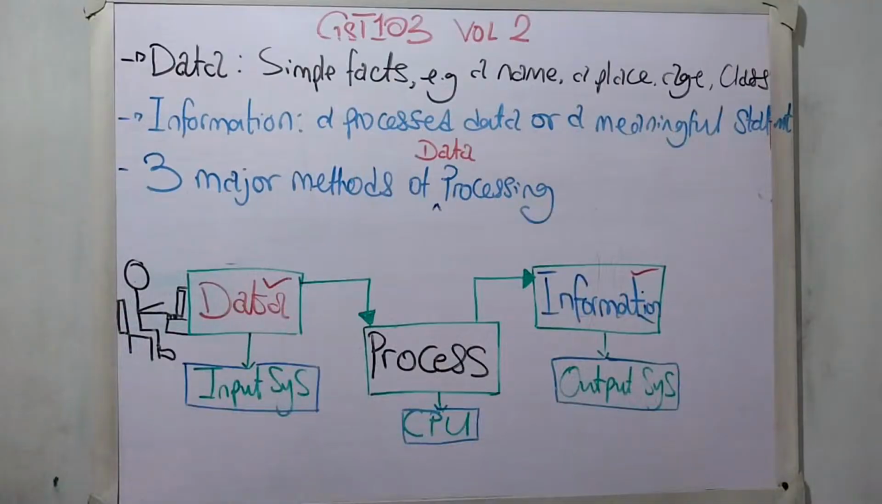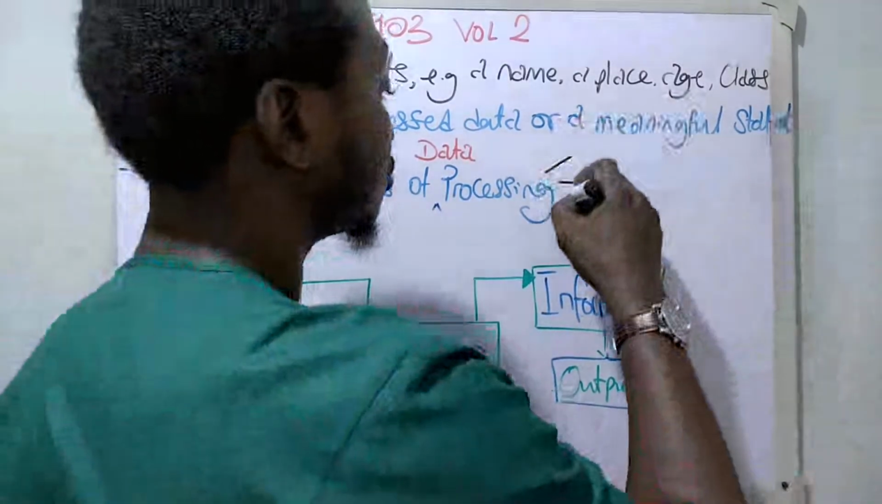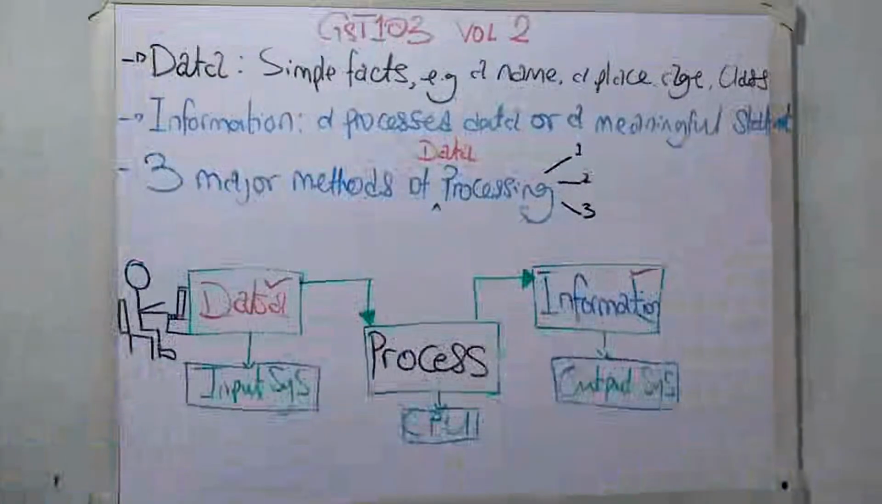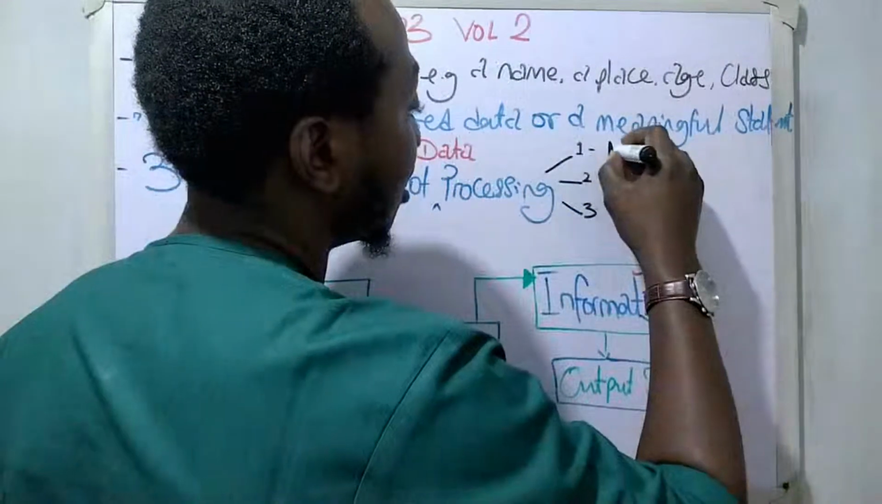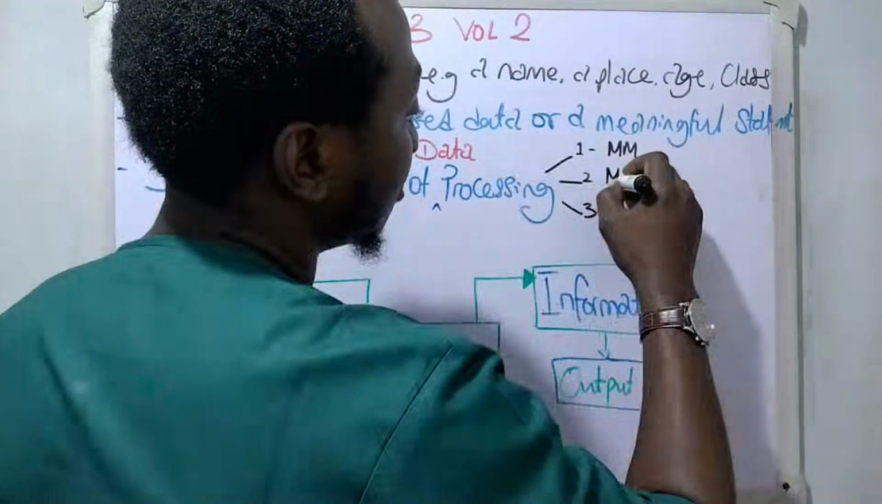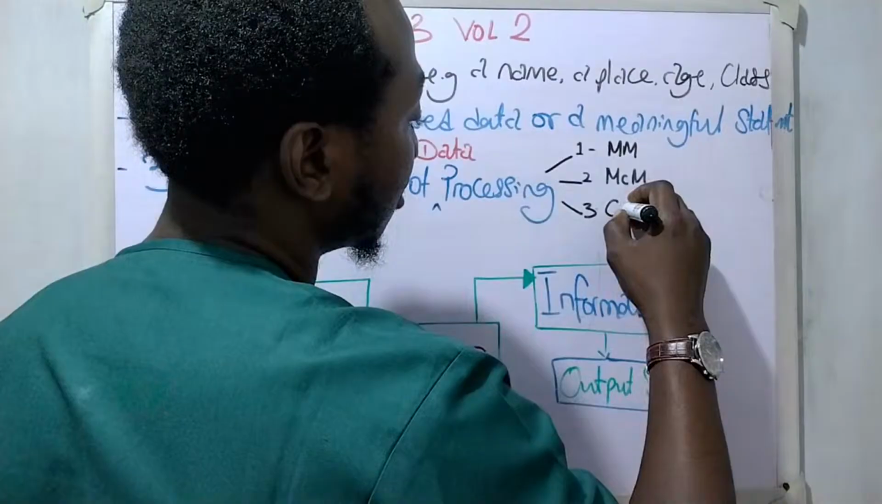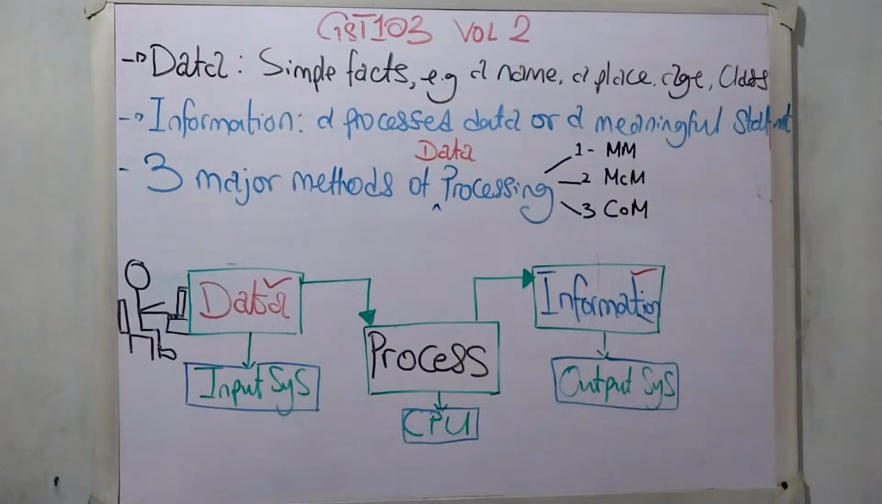Of data processing. So basically we have three. For the first one, it is the manual method, the mechanical method, and the computer method. So we have the manual method, mechanical method, and the computer method are the three major methods.